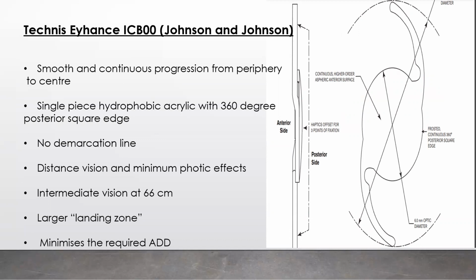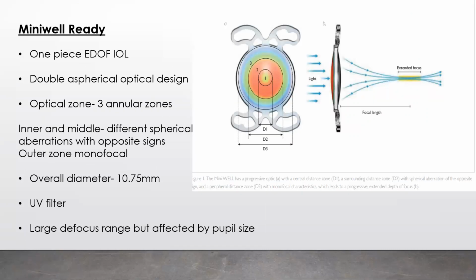Dr. Amrita, I'm sorry I'm interrupting. Yes, please. I just missed that point for the Mini Well. What is the central, what is the intermediate, and what is the outermost? What are the powers of the three different zones? Which one is for distance and which one has the hotspot? Is it right in the center or in the intermediate? They say the hotspot is in the intermediate zone.